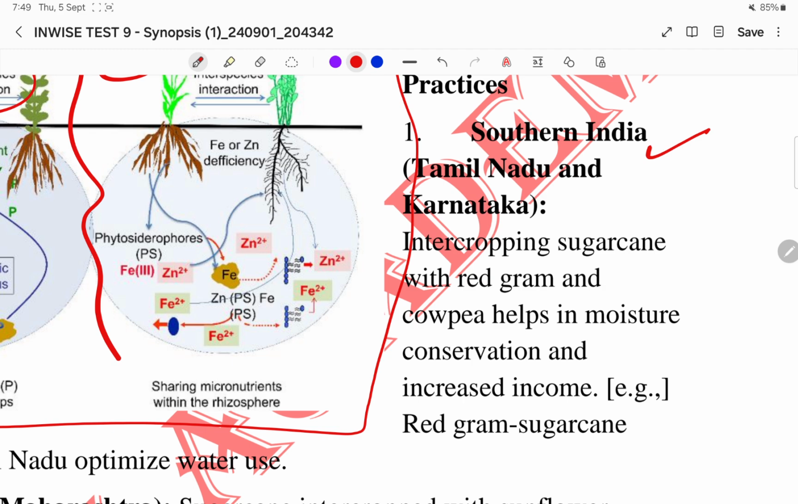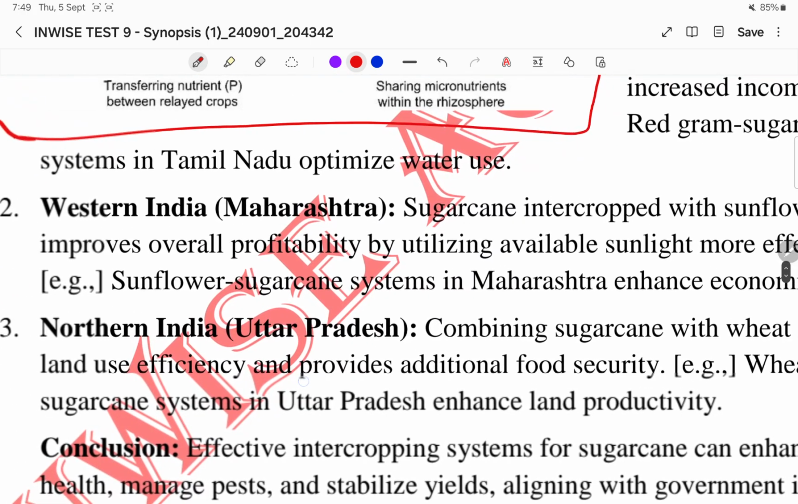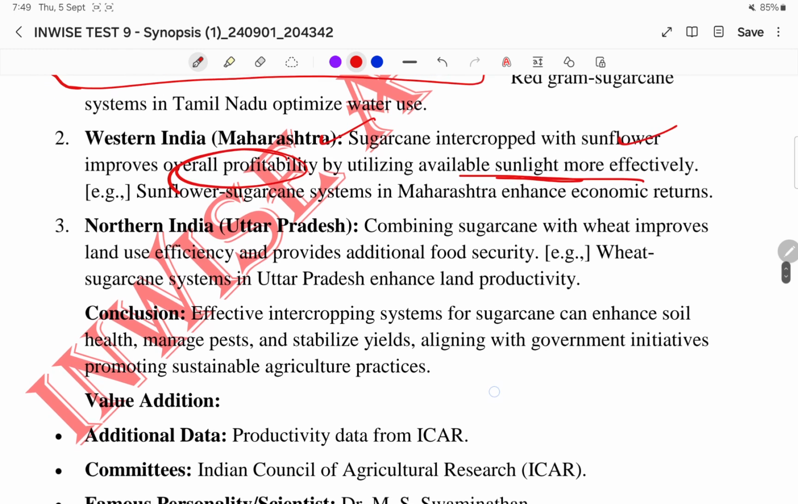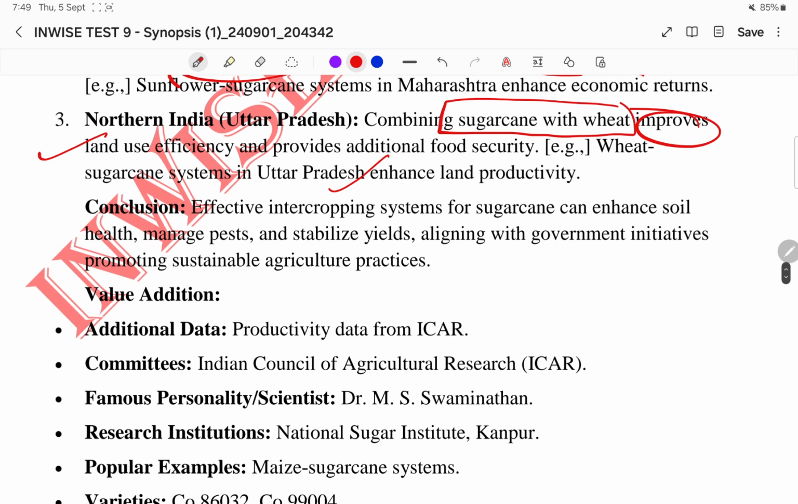Okay, then in southern India, Tamil Nadu, Karnataka, intercropping sugarcane with red gram and coffee, they help in moisture conservation and increase income. Then western India, in Maharashtra, sugarcane intercropped with sunflower improves the overall profitability by utilizing available sunlight more effectively. Then northern India, Uttar Pradesh, they intercrop sugarcane with wheat actually. Example, wheat sugarcane system in Uttar Pradesh. Then conclusion. Effective intercropping systems for sugarcane enhance the soil health, manage pests, stabilize yields, align with the government initiatives promoting sustainable agriculture practices.